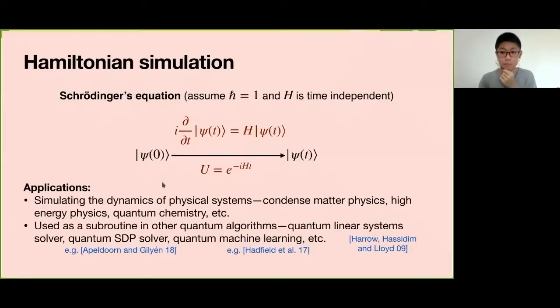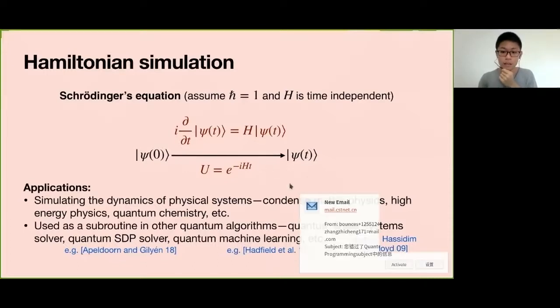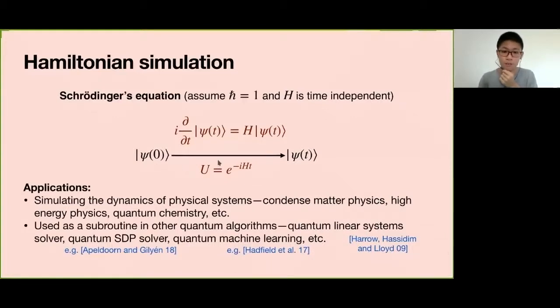This problem has many applications in simulating physical systems, for problems that appear in condensed matter physics, high energy physics, and quantum chemistry. Another kind of application is that quantum algorithms for Hamiltonian simulation can be used as a subroutine in many other quantum algorithms. This includes quantum algorithms to solve linear systems, to solve semi-definite programming problems, and some quantum algorithms in machine learning. This implies the problem has attracted researchers from very diverse fields.